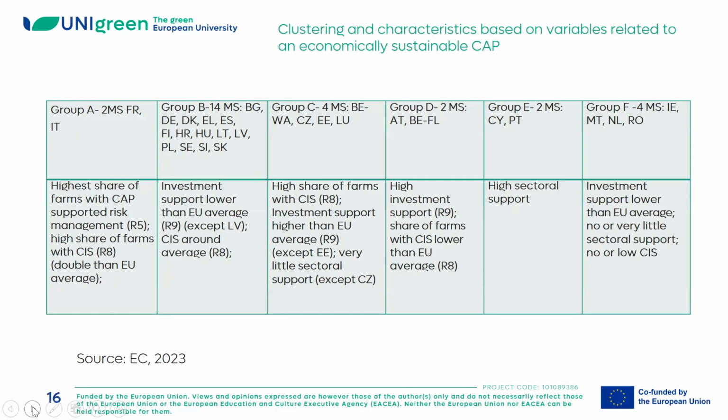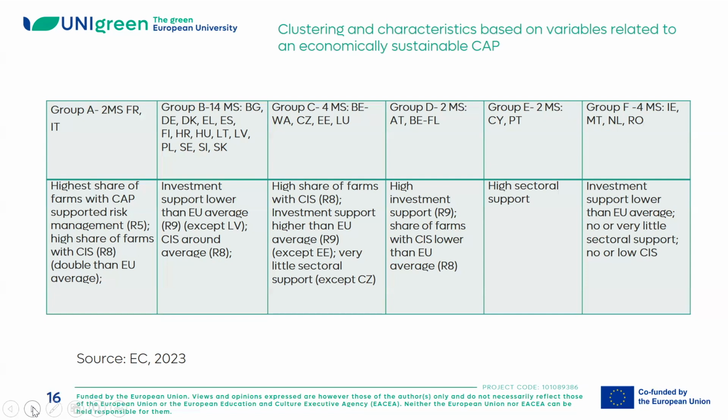In Group B, the second group, the countries provide investment support below the average, and their coupled income support is around the average. In Group C, these countries demonstrate a high share of farms with coupled income support above average. They also provide higher than average investment support, except for Estonia. Sectoral support is generally very low, except in Czechia.